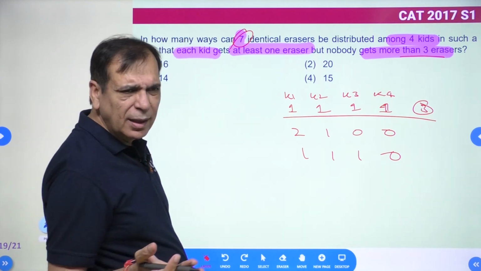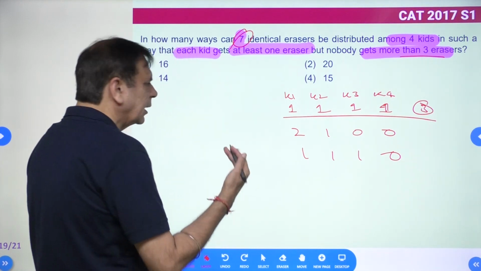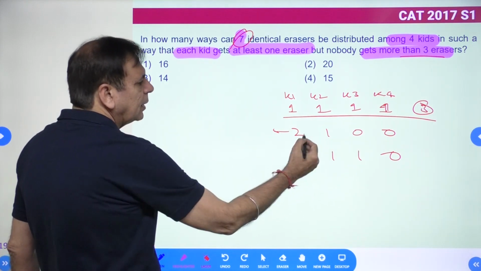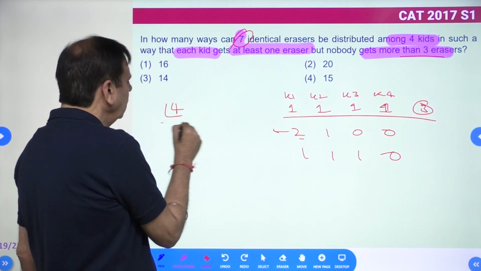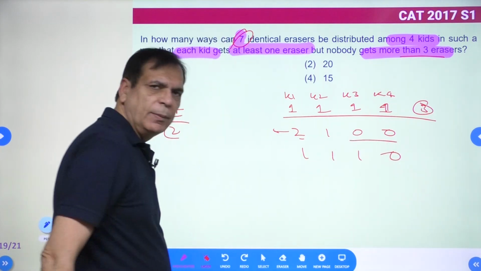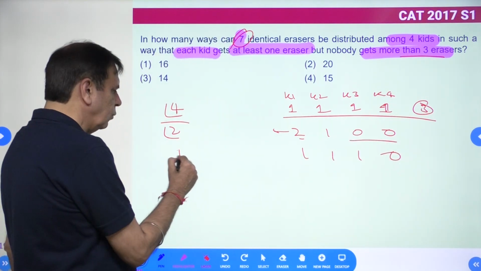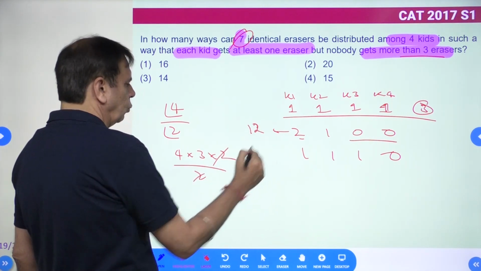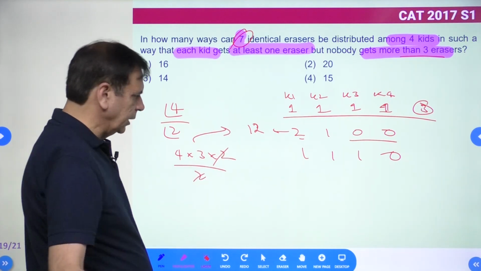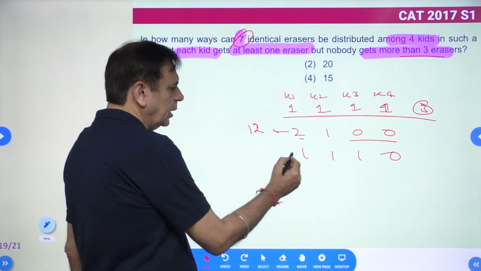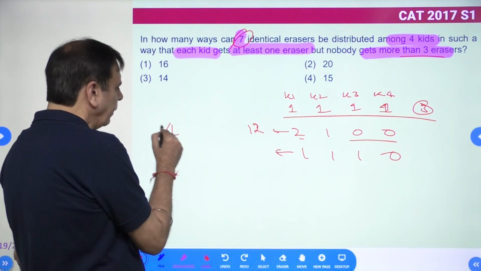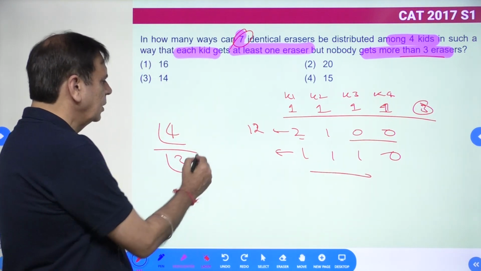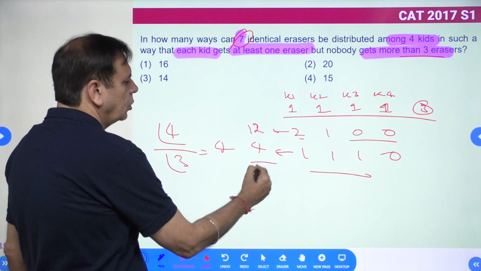Okay, we can make cases also, but let's first look at the PNC way. How many are these? 1, 2, 3, 4. So 4 factorial upon 2 factorial. Why 2 factorial? 0 is getting repeated. So how many cases will be there? 4 into 3 into 2 upon 2, which is 12 possibilities. Okay. Next, look at this one. What is this again? 4 factorial upon 3 factorial, because 1 is repeated 3 times, which is nothing but 4. So the answer should be 16.